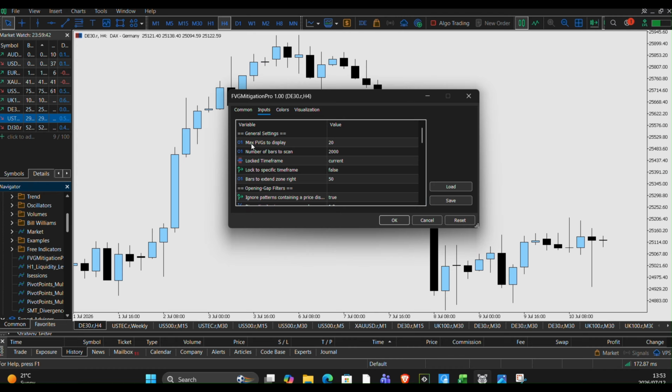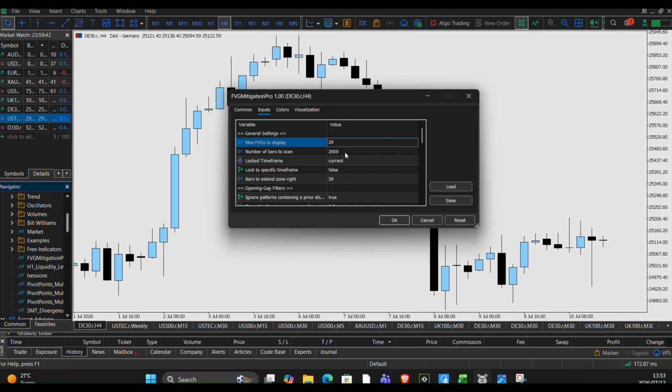In the first setting, we have the maximum FVGs to display. You can put this quite high. I haven't tested how high it can go, but more than 10 is probably too much. I like to keep mine around 8, depending on the time frame. Obviously, the lower the time frame, the more fair value gaps, the more you probably need to see. I generally look at the 4 hours, so I keep it around 10, but in this case, we'll leave it at 20, just so we can see as many as possible.